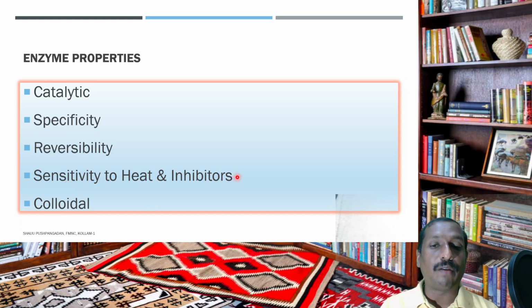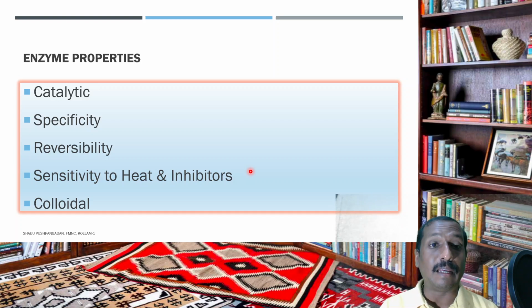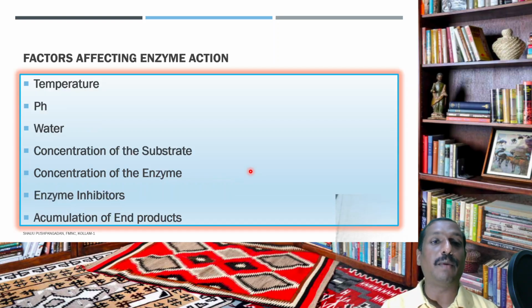And finally, enzyme action is controlled by many different kinds of inhibitors. Inhibitors are substances which have the ability to suppress, deactivate or inhibit the enzyme action. There are some substances in the medium that can inhibit the enzyme action, and those substances are called enzyme inhibitors.